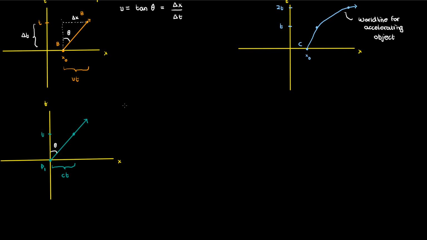The tangent of the angle over here is the speed of light c. This line, by the way, is also known as the light line. It's the world line of an object traveling at the speed of light, a light line.